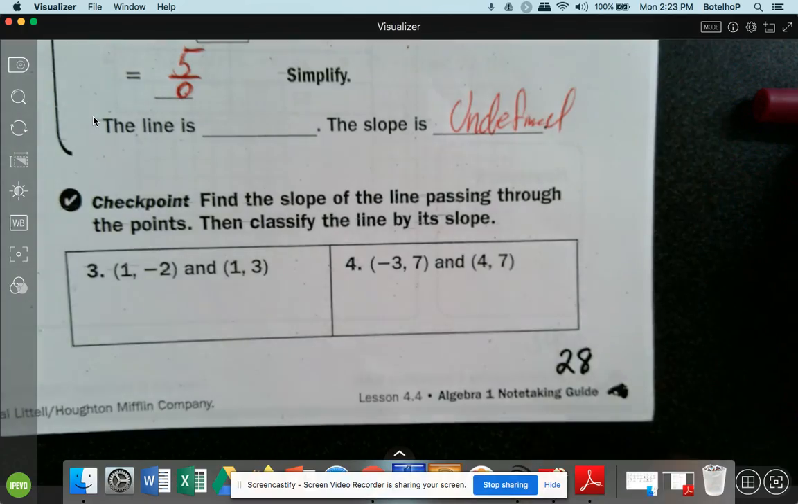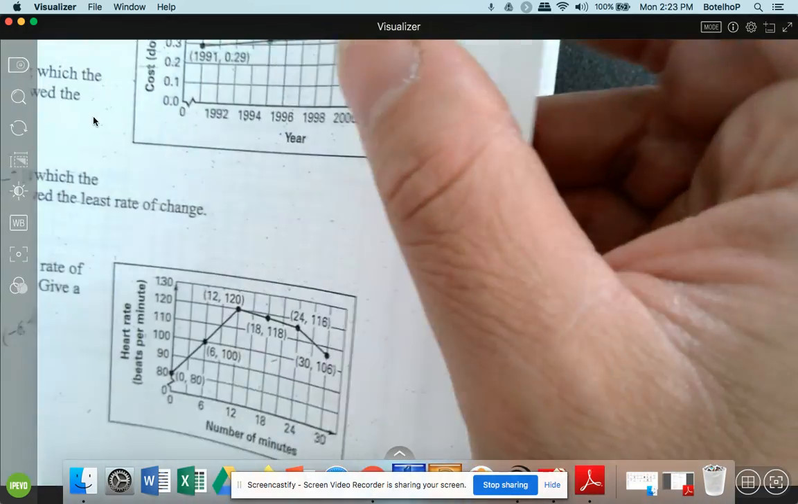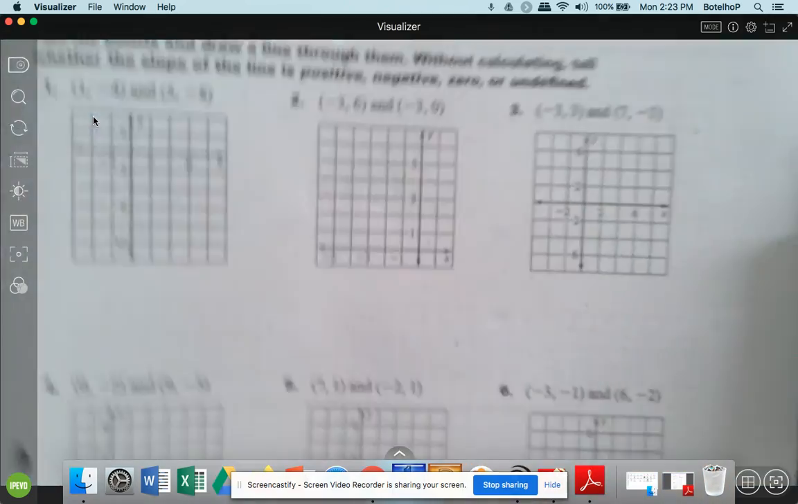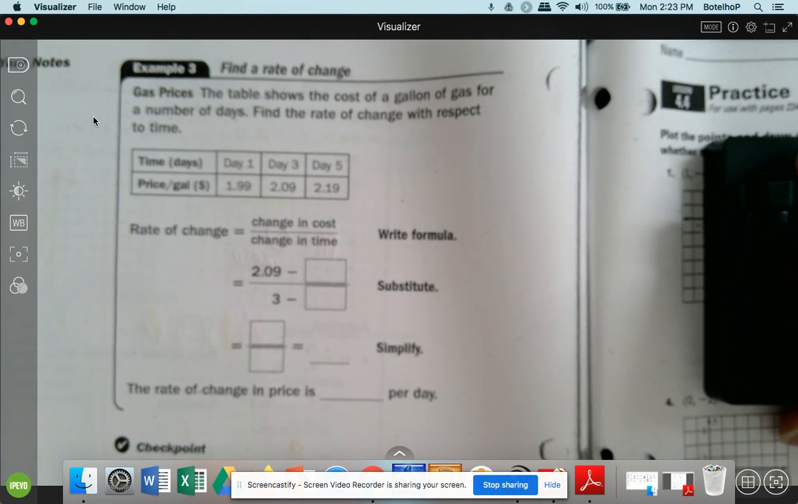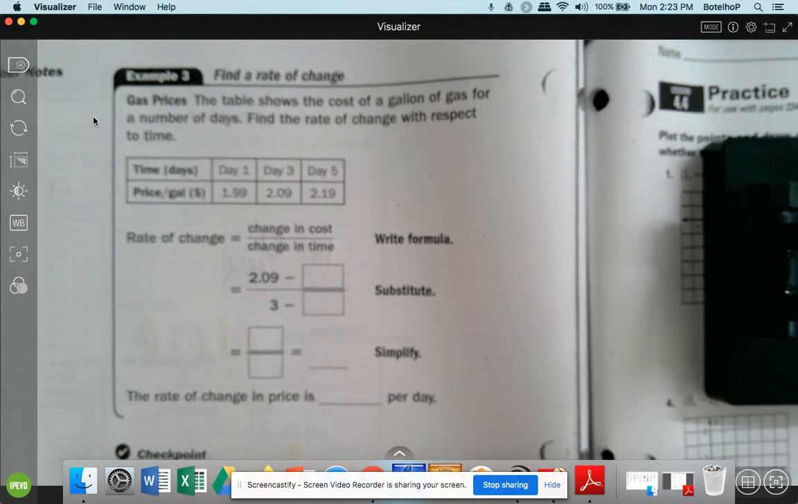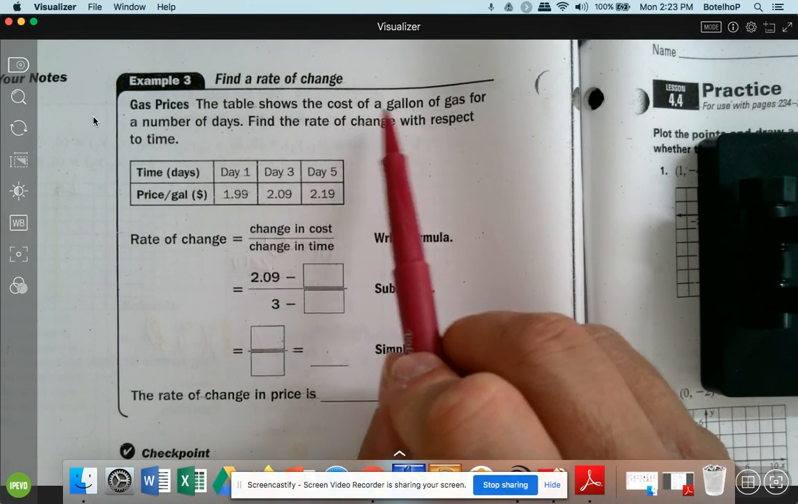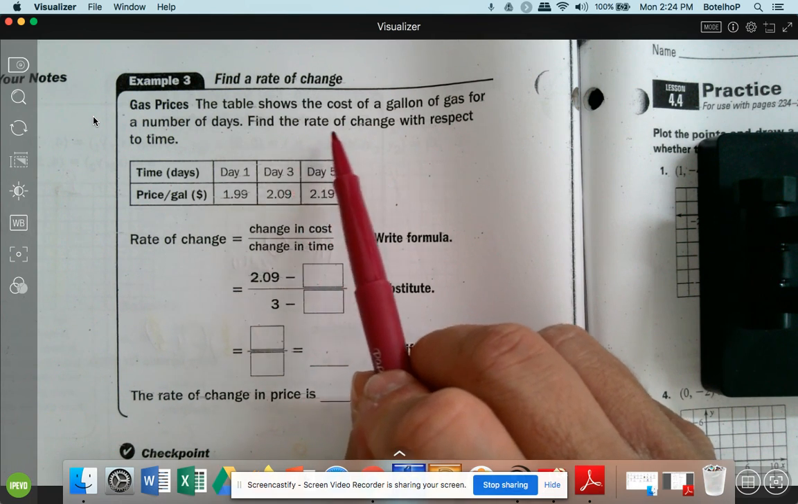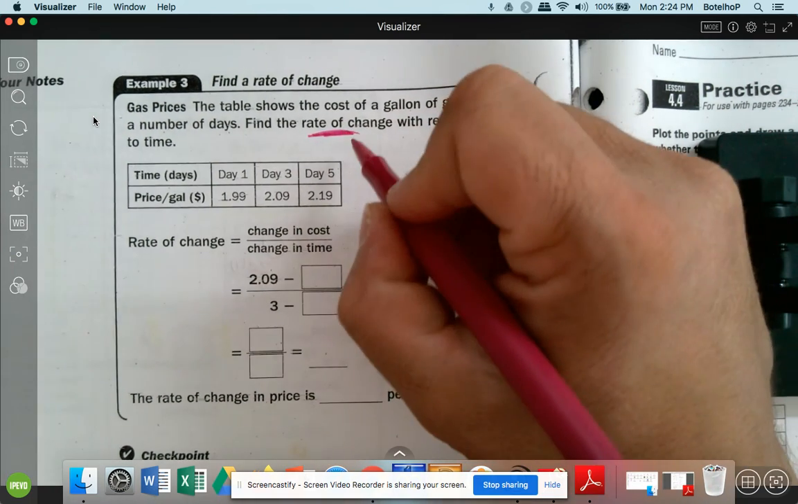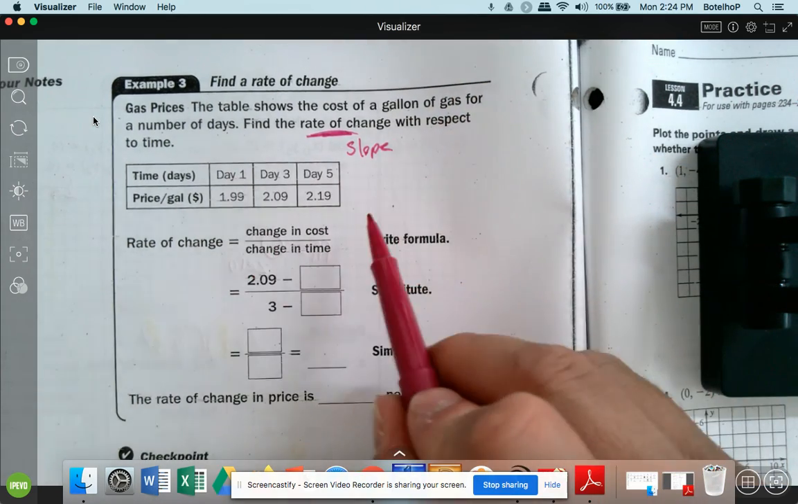Okay, and then the last part of the section here, which we're not going to go into too much, but I figured I'll just go through it quickly. It's not always about the numbers. Sometimes rate of change has to do with real world examples. So it says gas prices. The table shows the cost of gallons of gas for numbers of days. Find the rate of change. Like I told you in the previous video, that means the slope with respect to time.